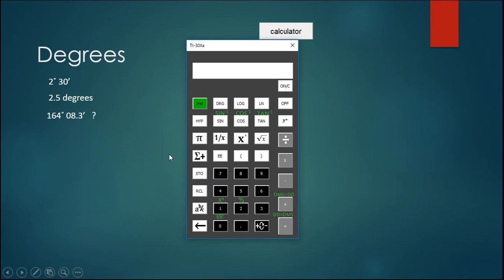If we have something that looks like this, 164 degrees, 08.3 minutes, we would convert it the same way, putting the decimal where our degree sign is, 164.083. Second function, degrees, minutes, seconds to decimal degrees, and that would convert to 164.1 degrees.